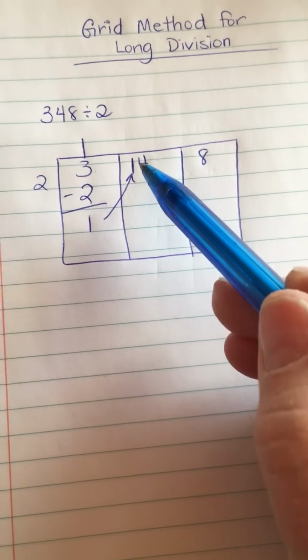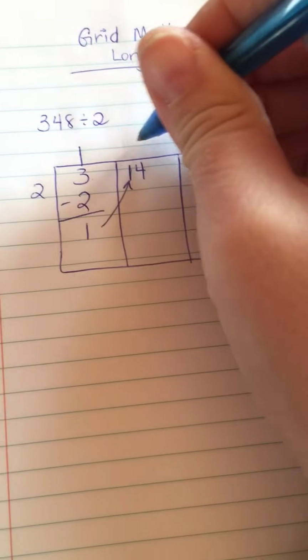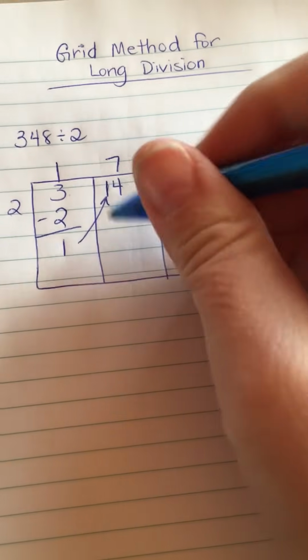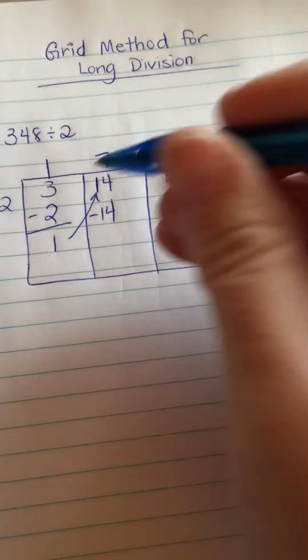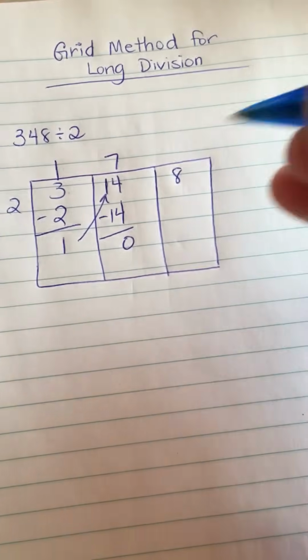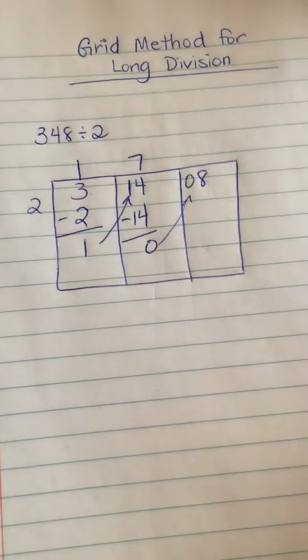Now this little 1 here gets carried to the second box and put in the tens place. So now we're working with 14. So how many times does 2 go into 14? Well, that's 7 times. So we'll write a 7 up top. 7 times 2 is 14. So we'll subtract, and that gives us 0. Now, just so that we're consistent here, we're going to carry this 0 over to the tens place in the next part of the grid.